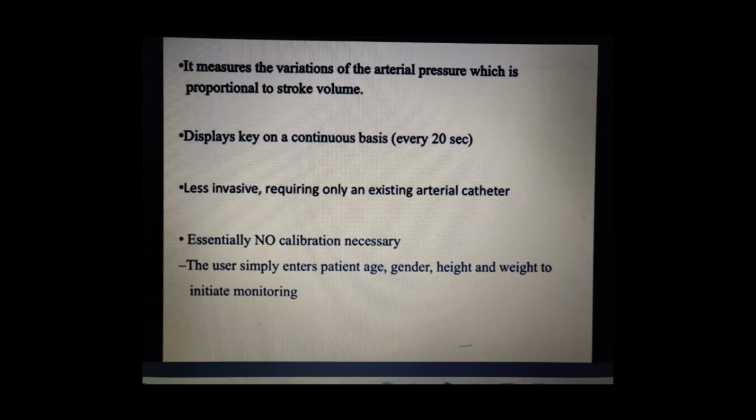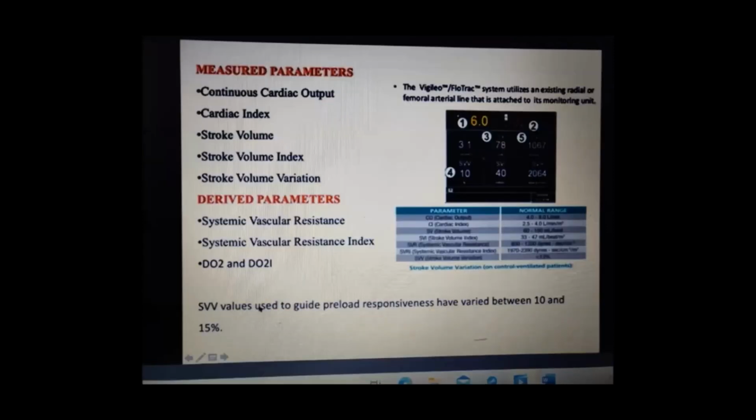The user simply enters the patient age, gender, height, and weight to initiate the monitoring. And the measured parameters we can get are continuous cardiac output, cardiac index, stroke volume index, stroke volume variation, and the derived parameters like SVR, SVRI, DO2, oxygen delivery, and oxygen delivery index. The stroke volume variation values are used to guide preload responsiveness, which is usually more than 12%, which we have already discussed earlier. These are some normal ranges, these are the parameters: cardiac output, normal range 4 to 8 liters per minute, and like that.